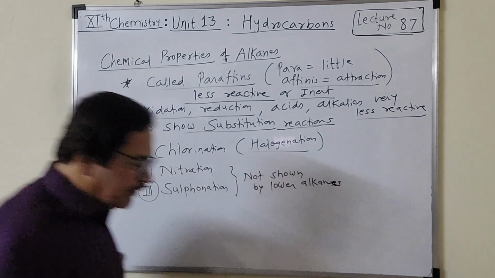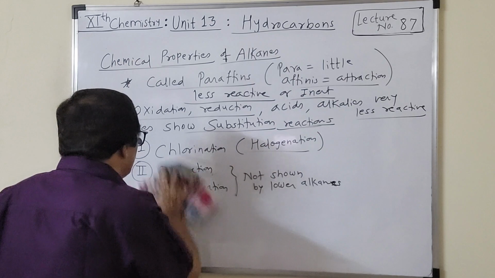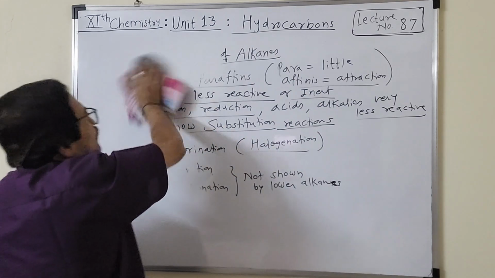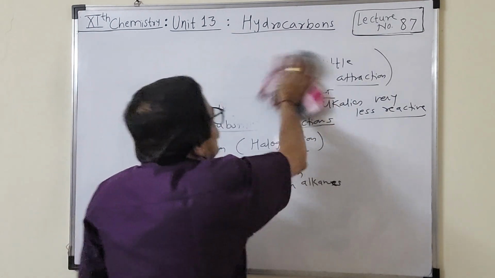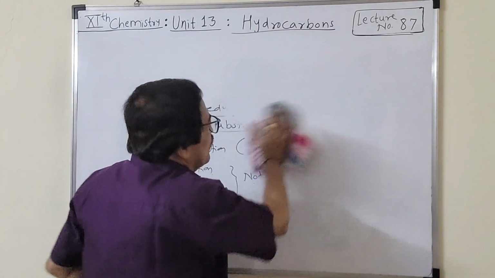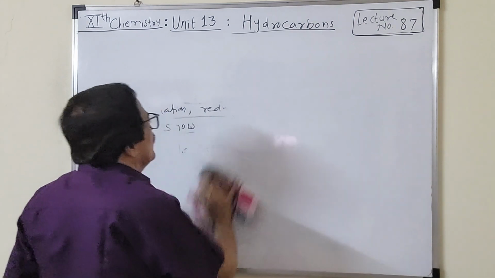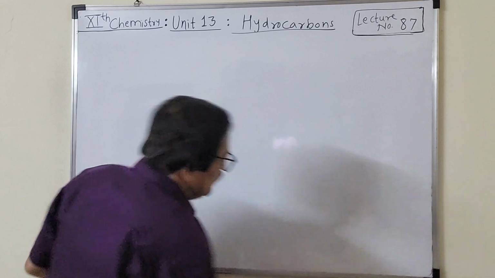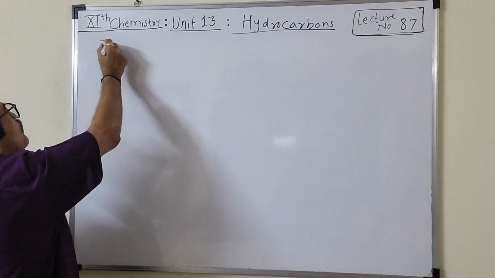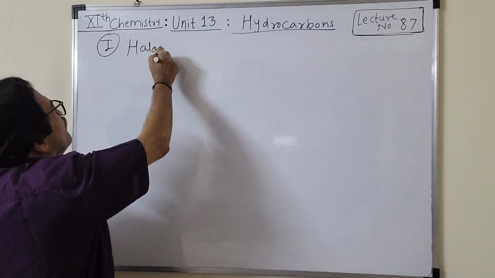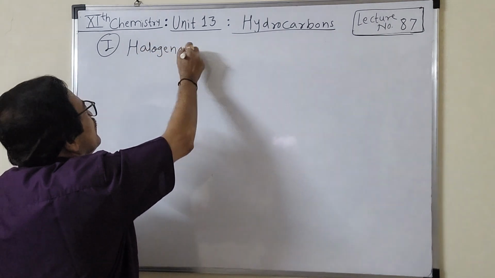So first of all, we shall learn regarding the chlorination of methane. Chlorination of methane, first the heading I will give you as halogenation only. Particularly reaction with any halogen, fluorine, chlorine, bromine, iodine, is called halogenation. Halogen is that. Okay. So first is the halogenation. Halogenation reaction.